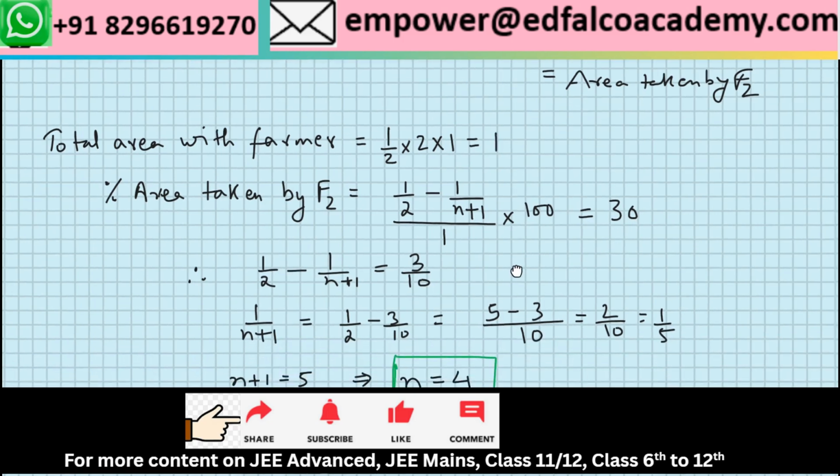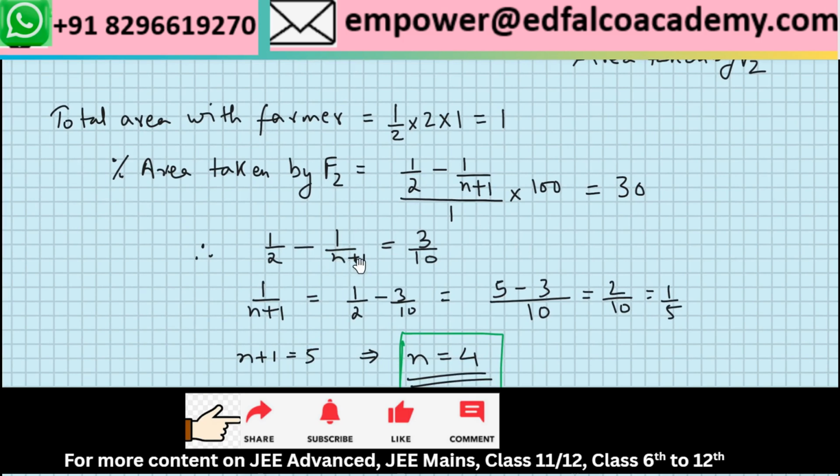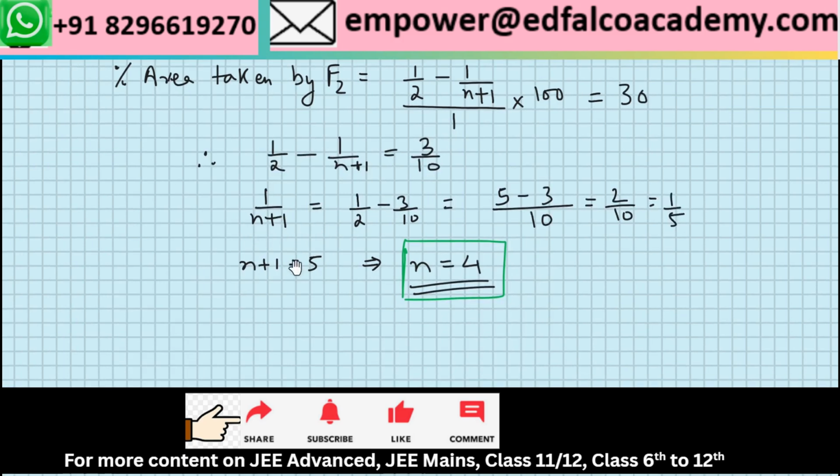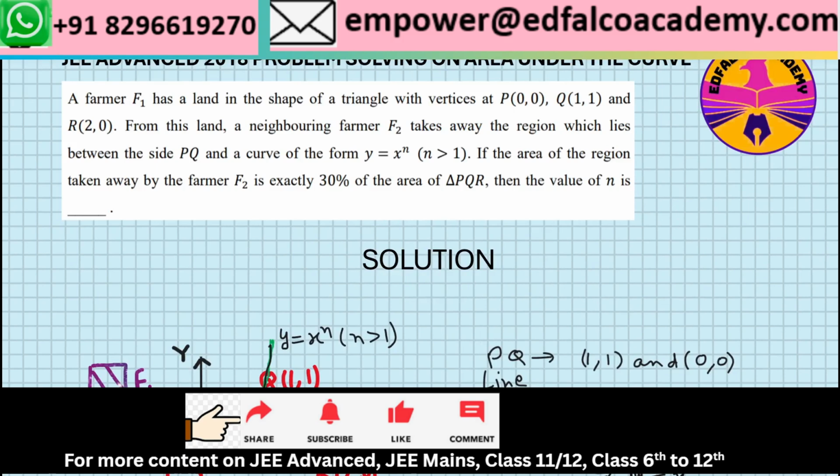So then you can do the simple calculations. Half minus 1 by n plus 1 will become 3 by 10, and then if you solve for it, n plus 1 is nothing but 5, and n will be equal to 4. So therefore the answer to this question is: the value of n is 4.